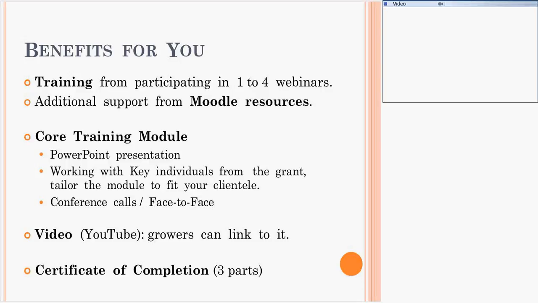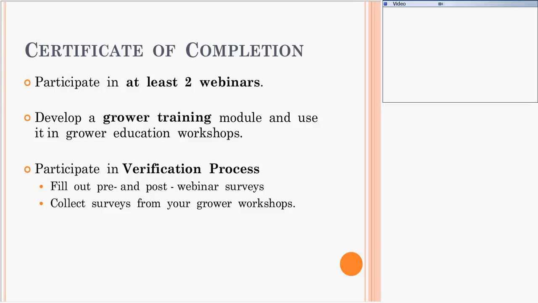And that kind of goes through this again, and then at the bottom, there's a certificate of completion that we'll be offering. To get that, you would have to participate in at least 2 webinars, use that module and develop a grower training module and use it actually in some of your education workshops, and participate in our verification process. This is a big component for SARE. They really like to get a good pulse on what people have learned and any behavioral changes. So that's really going to be simply filling out these pre- and post-webinar surveys. And so we'd be asking you to collect surveys from your grower workshops.